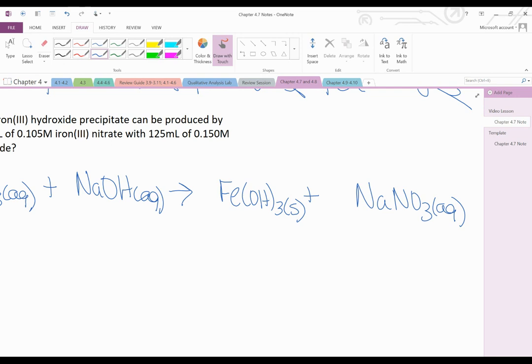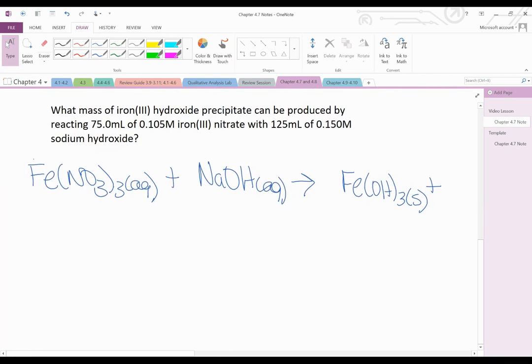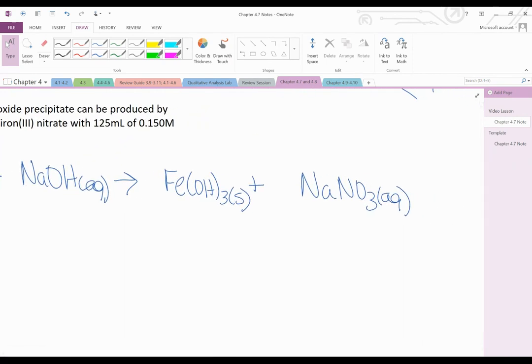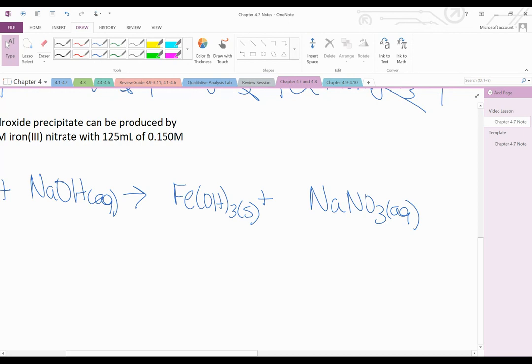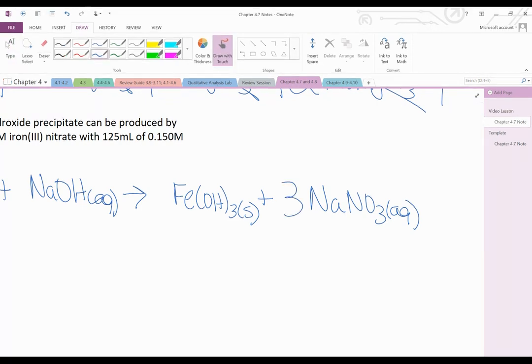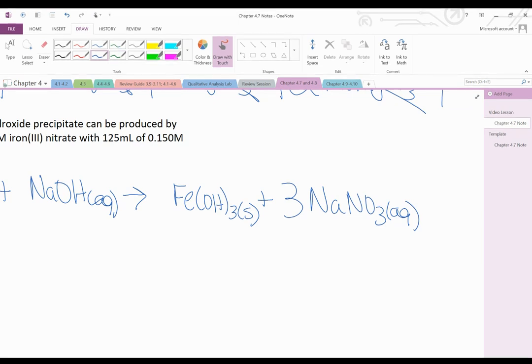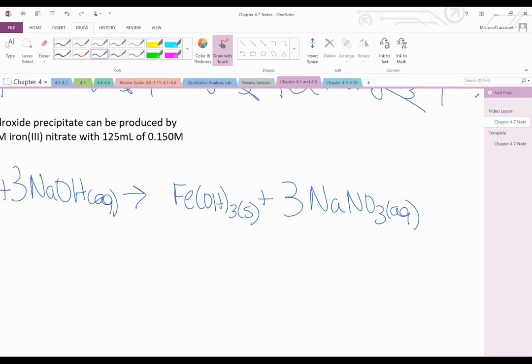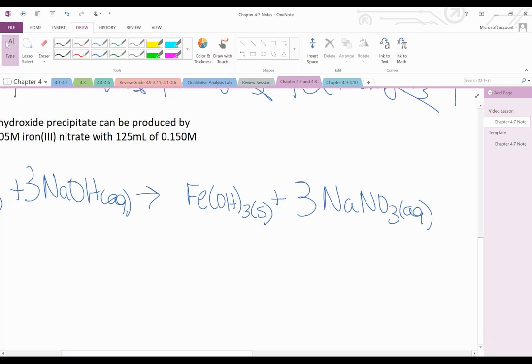Now you do need to balance this equation. You have 3 nitrates on the reactant side, so I need to put a 3 here in front of sodium nitrate. That gives me 3 sodiums. I also have 3 hydroxides on the product side, so I need to put a 3 here in front of sodium hydroxide.